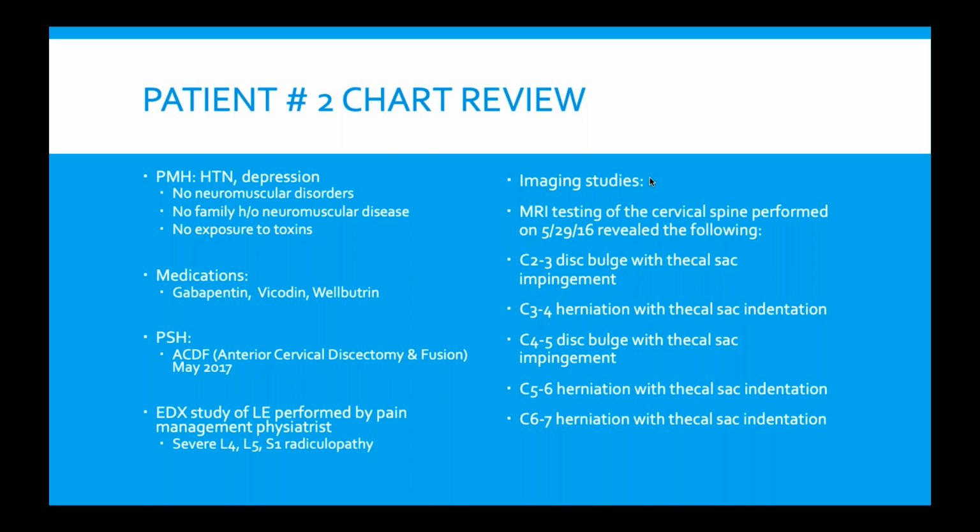His imaging studies: I only had imaging studies available to review from before the cervical fusion. And he did have significant disc bulging at multiple levels, worse in the lower cervical or middle cervical spine, C5-6 herniation with thecal sac indentation, and C6-C7 herniation with thecal sac indentation.